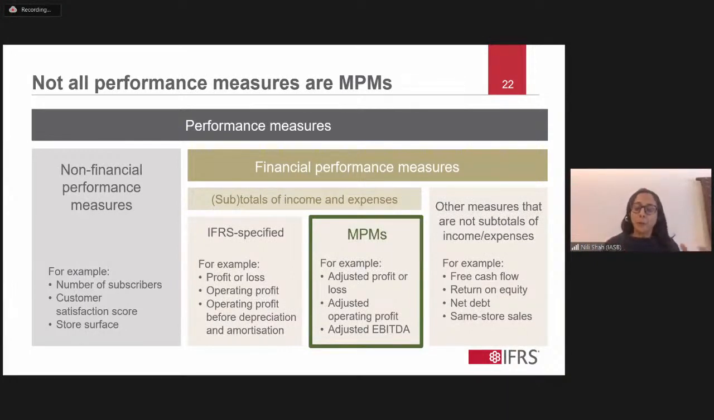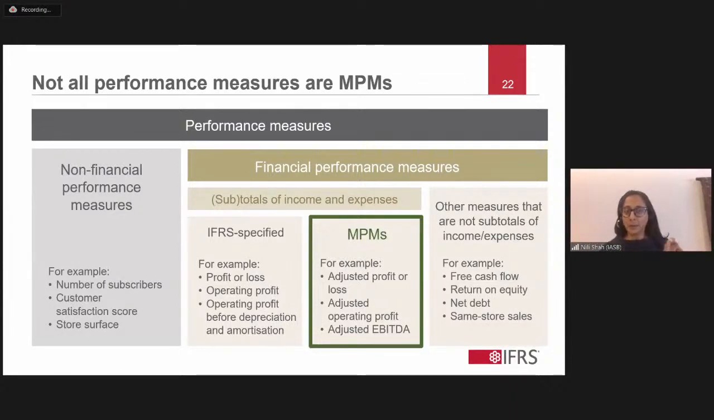The board thought about, well, should it restrict and prohibit those types of measures? And the reason it decided not to do so is because of the importance of giving management the ability to tell its story. So really, there's only one, I'll use the word restriction, but it's really just a general requirement that management performance measures need to be a faithful representation and they need to be understandable to investors so that they don't mislead investors or confuse investors.